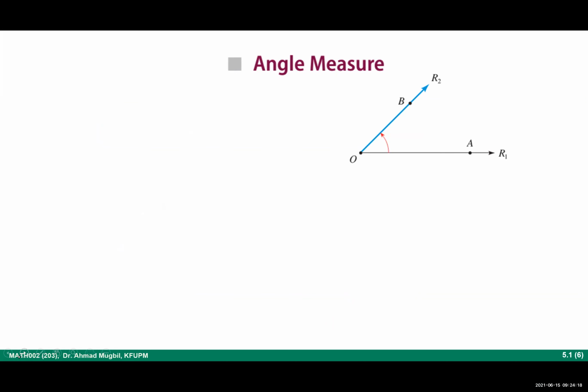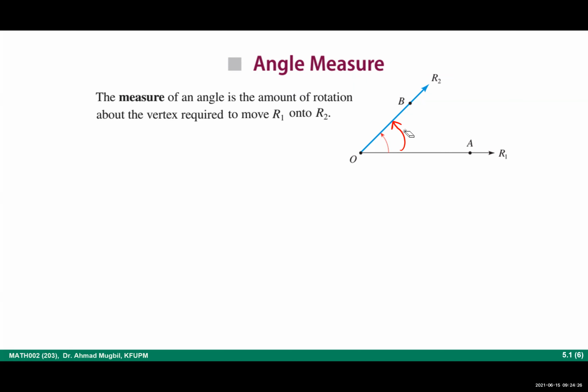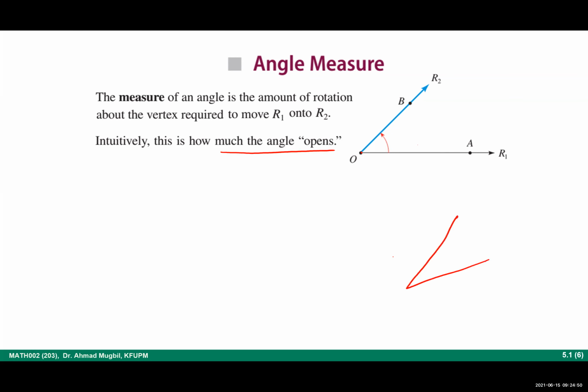And what is the angle measure? How do we measure it? The formal definition of the measure of an angle is the amount of rotation about the vertex required to move from R1 to R2. So it is how far R2 is from R1, when we keep the vertex fixed between them. In other words, it is about how much the angle opens. This one opens a little bit, and this one opens more than the previous one. So the measures are different between these two angles.